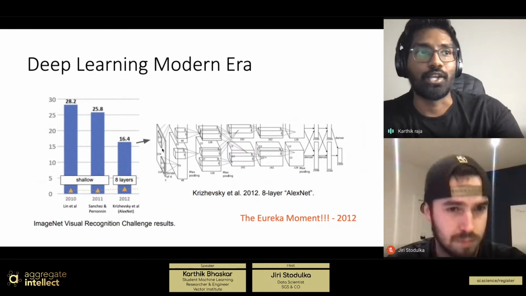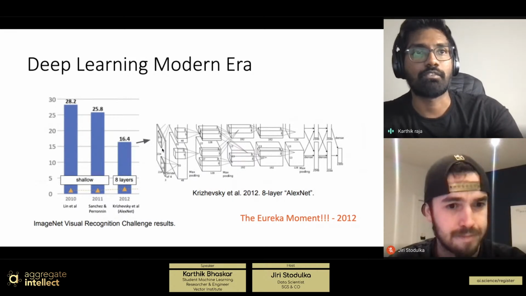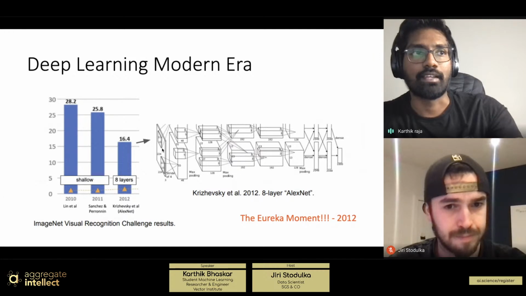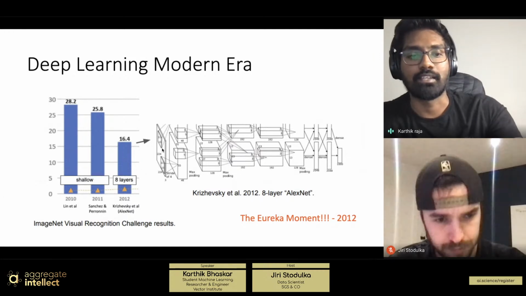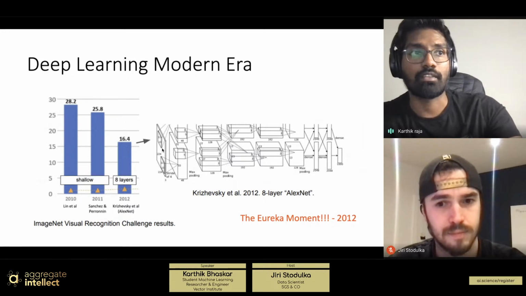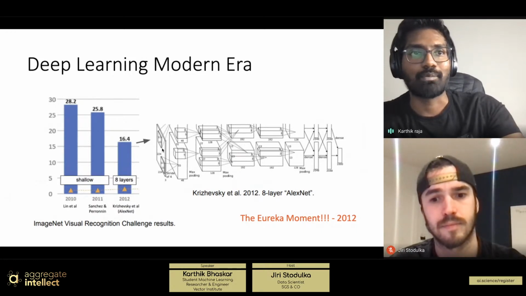And now the modern era of deep learning. In 2012, Geoff Hinton and Alex Krizhevsky's team at the University of Toronto used a variation of Yann LeCun's CNN architecture with backpropagation, called AlexNet, and participated in the ImageNet Visual Recognition Challenge. As you can see in the graph, there was a tremendous improvement in the loss from 2011 to 2012, almost a 9.4% improvement. This was a eureka moment for deep learning.